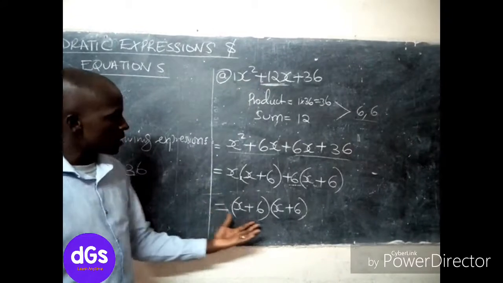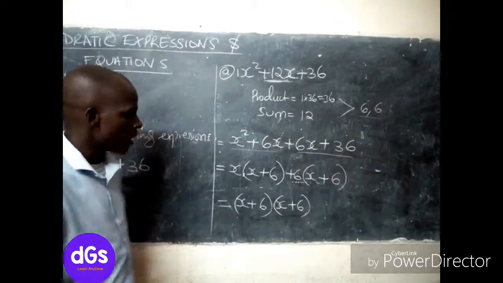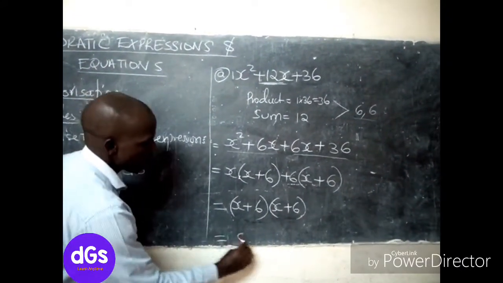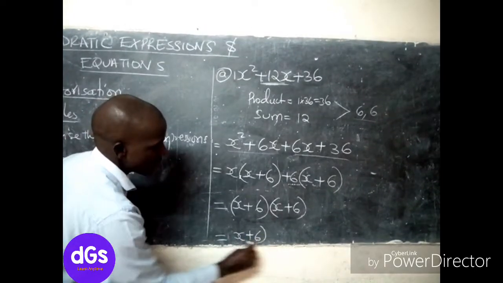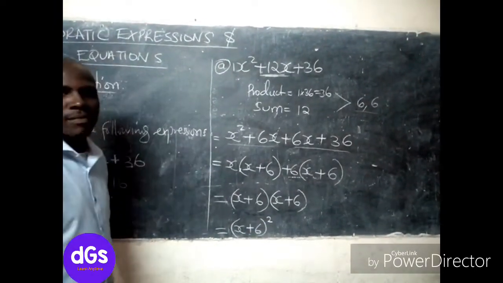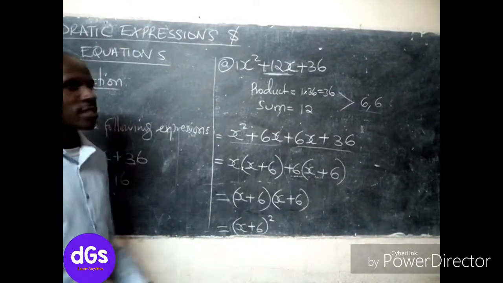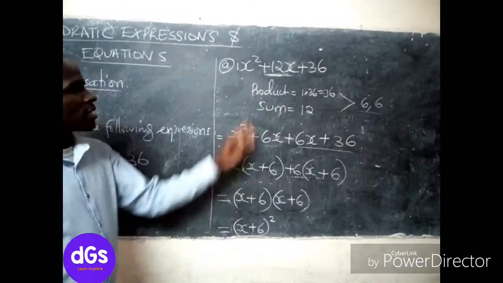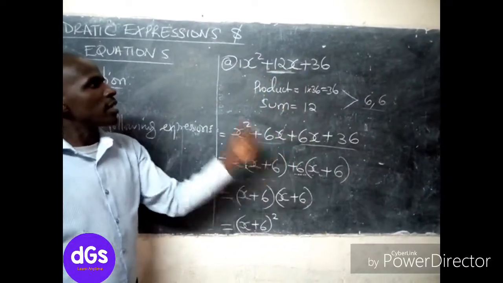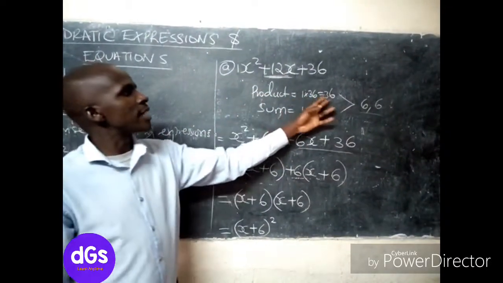Okay, so because this x plus 6 is a repetition of one expression, we can say this is x plus 6 squared. So that is how you factorize this expression. Get two values whose product is 36.